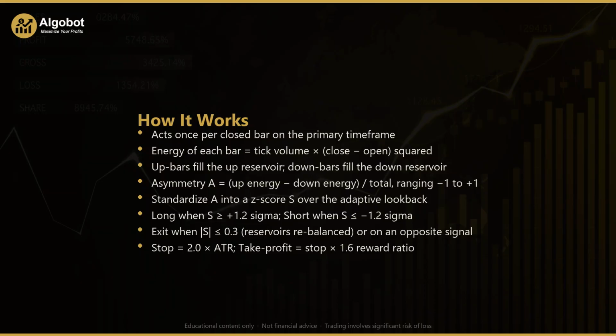Risk is handled dynamically using the average true range. The stop distance is the ATR multiplied by 2, and the take profit is that stop distance multiplied by the reward ratio of 1.6. Only one position is held per magic number at a time, and once a trade is open, the stop and target are left to run.